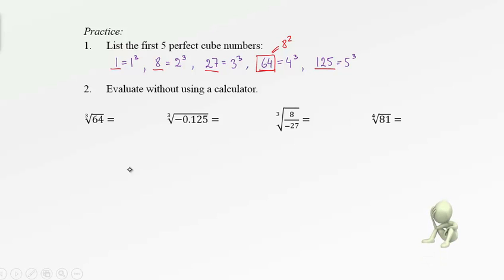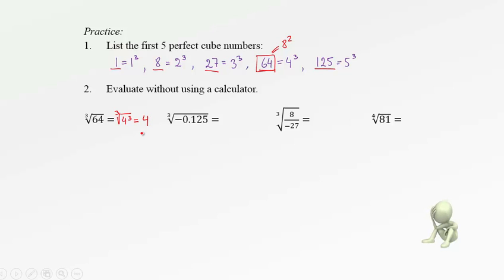The second practice problem asks us to evaluate the following radicals. That's the third degree radical of 64. Let's see. 64 is just the number that I've been talking about. It's a perfect cube number. It is 4 cubed. So if you see it as the third degree root of 4 cubed, that's very easy to simplify because the third degree root is undoing the power of cube. So it's equal to 4.